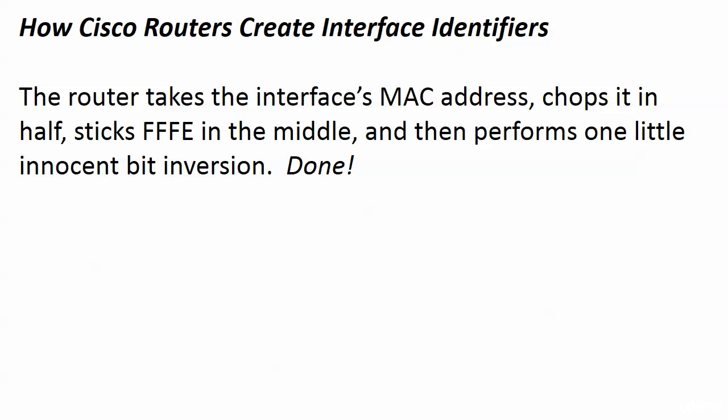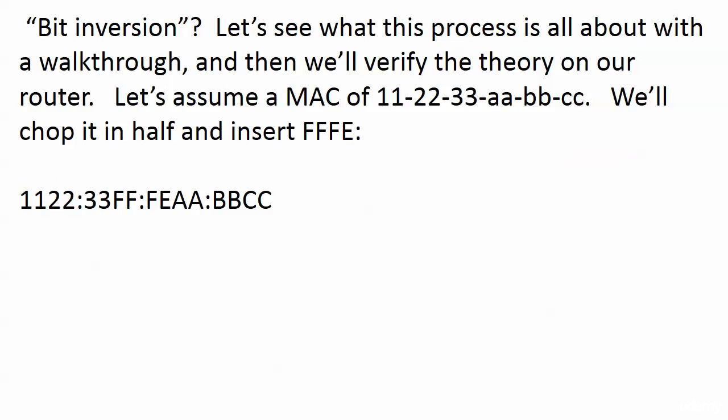We're taking a look here at how Cisco routers create interface identifiers and where we're getting the second half of our link local address from in a very simple process. The router takes the interface's MAC address, chops it in half, technical term, sticks FFFE in the middle, and then performs one little innocent bit inversion. Done! And you might be thinking, that sounds simple until we got to that last part with that bit inversion. That's actually going to be the simplest part of the process.